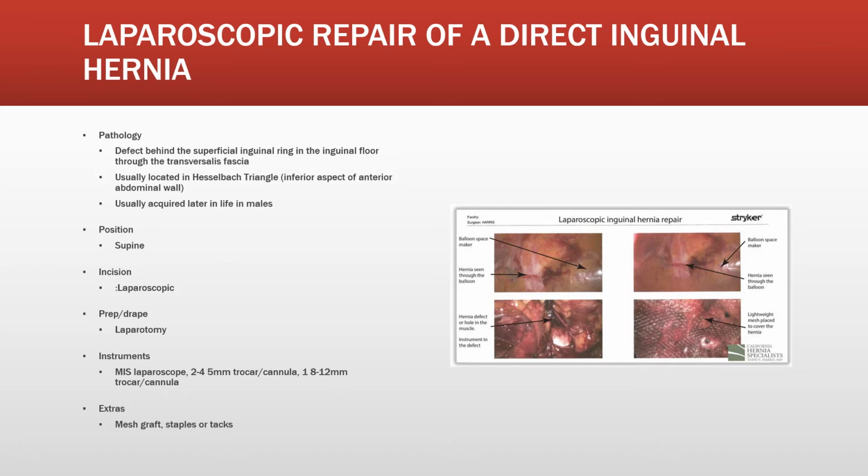Again, our position is supine. Our incision is going to be a laparoscopic one. For our prep and drape, we're going to do a laparotomy prep with a drape, and we're going to use our MIS instruments. Usually it's going to be 2 to 4 5mm trocars and 1 8 to 12 trocar or cannula. And then our extras again are going to be our mesh, our staples, and our tacks. Okay.